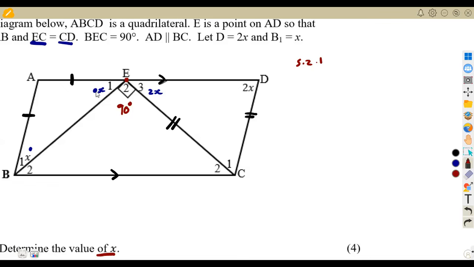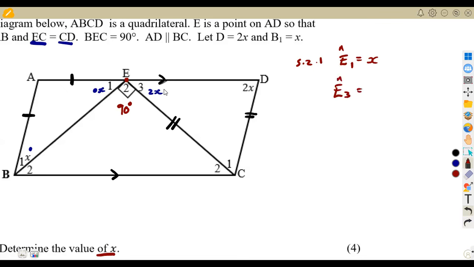All right, so we've already indicated E. So we indicated that angle E1, let us just write it down, angle E1 is equal to x. All right. Also, we indicated that this angle E3 is equal to x.